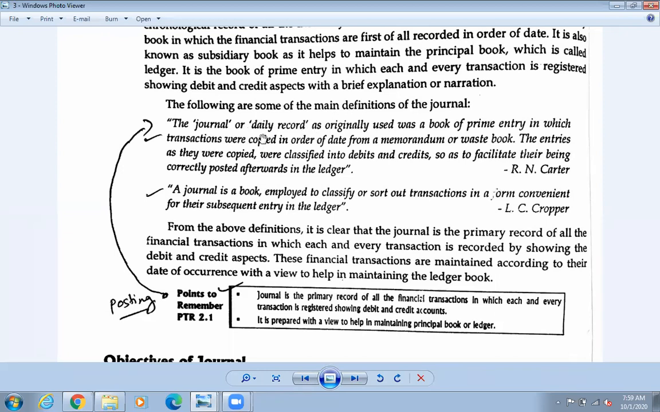So daily record is the original book of prime entry. That means the first entry in which transactions are copied in order of date. It is recorded chronologically. Chronological means it is recorded date wise. Suppose I have taken this at 10 o'clock and that at 12 o'clock. I will not write the 12 o'clock one first and the 10 o'clock one later. I need to write in chronological order.